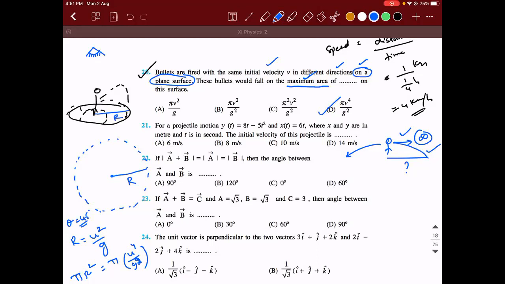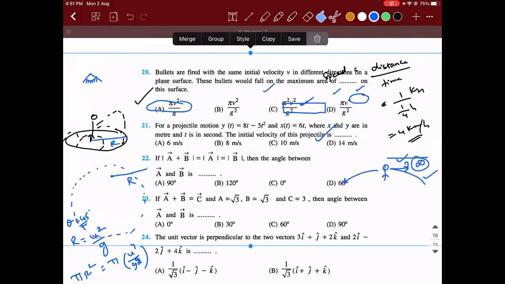That is the reason. So the hint here is maximum area. Maximum area is derived from maximum radius. Maximum radius is possible when it is maximum range. Okay.